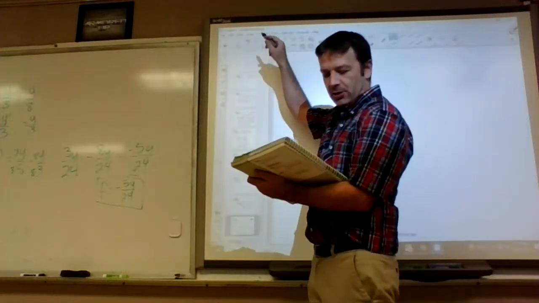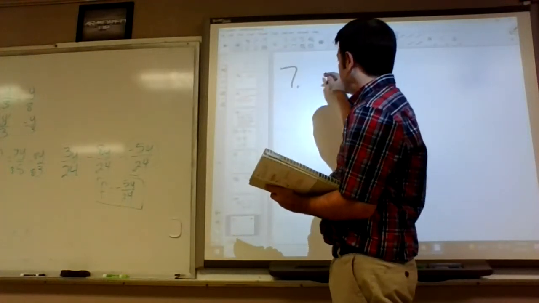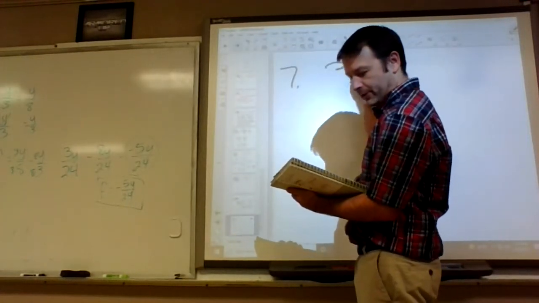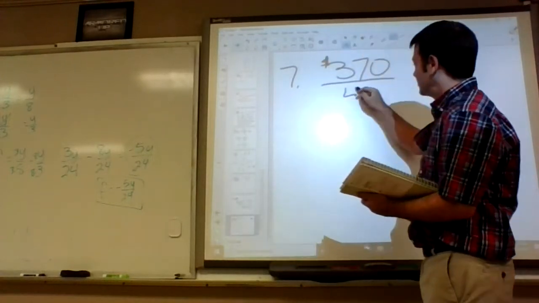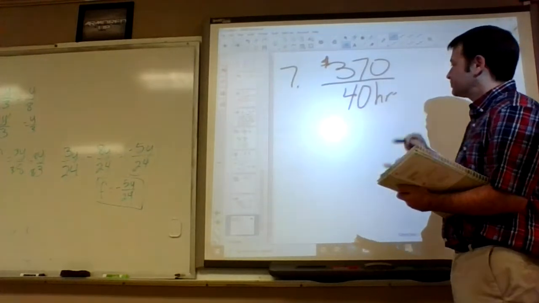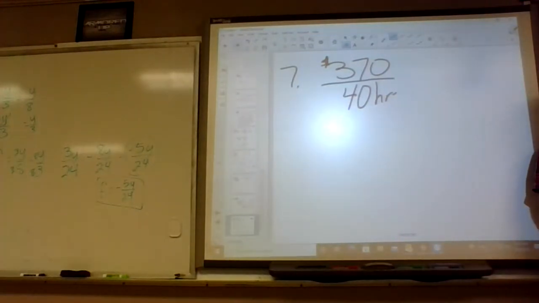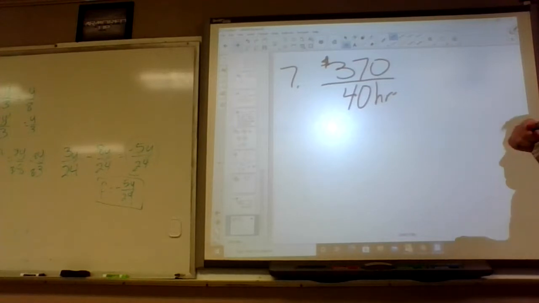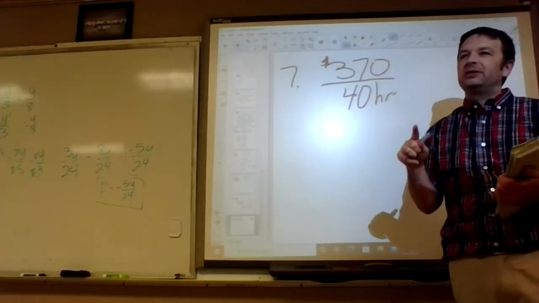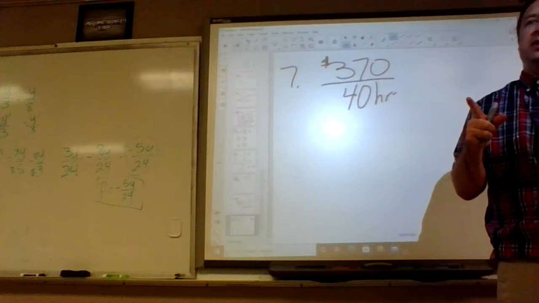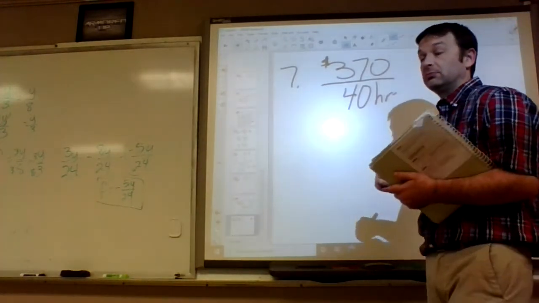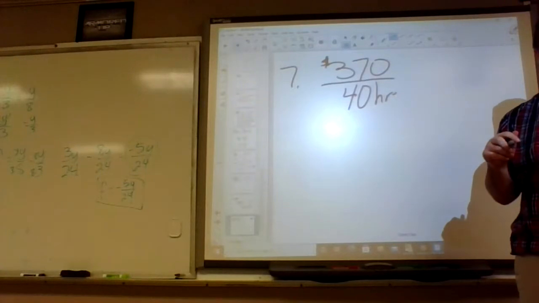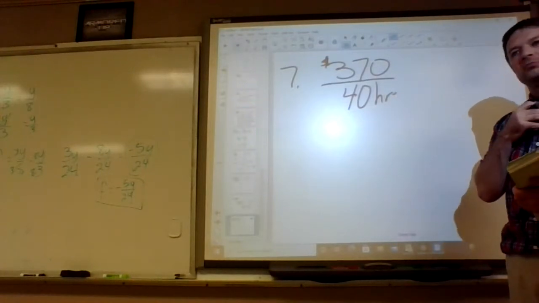Okay, so on number 7, you got paid $370 for 40 hours of work. That's not a lot. How much are you getting paid per hour? So what do we do? Divide by 40. This might be a good calculator problem.